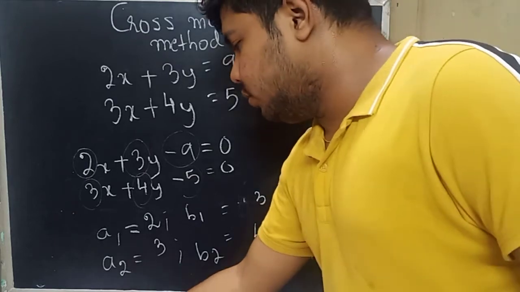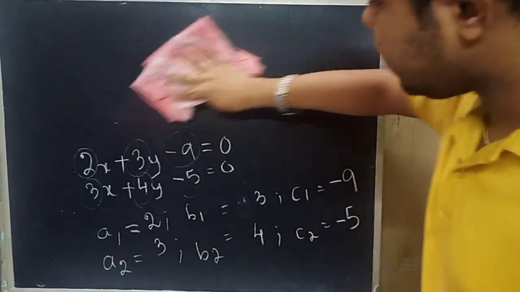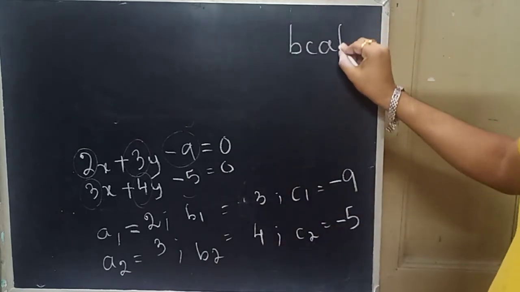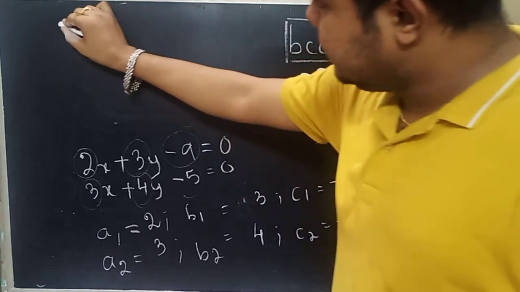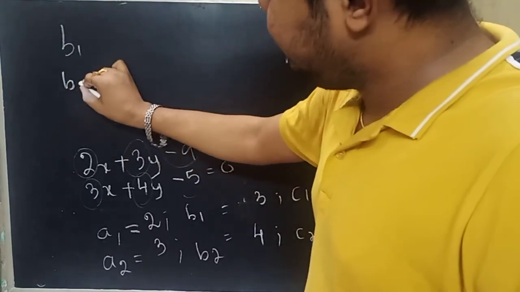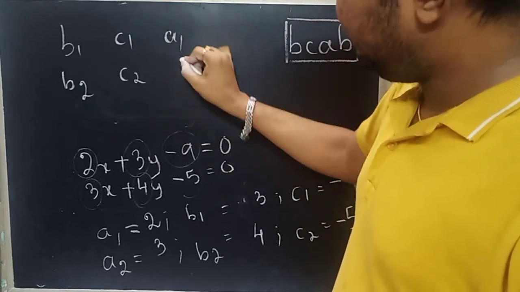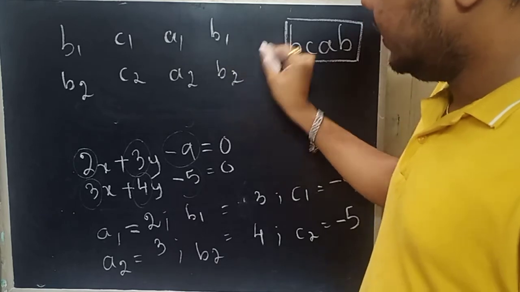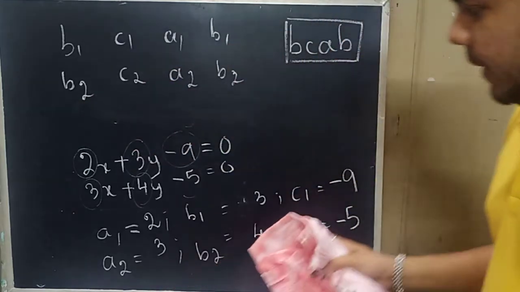Now we are going to keep one rule in mind. So what is that rule? The rule is B cap. Just keep this code in your mind. What is B cap? Let me write it like this: B1, B2, C1, C2, A1, A2, again B1, B2. This is the way of representing the equation for cross multiplication.